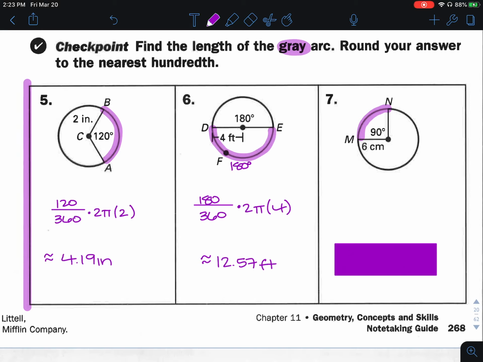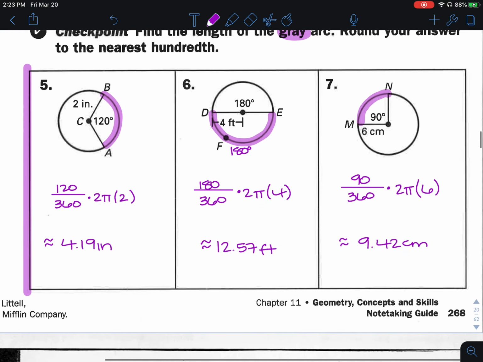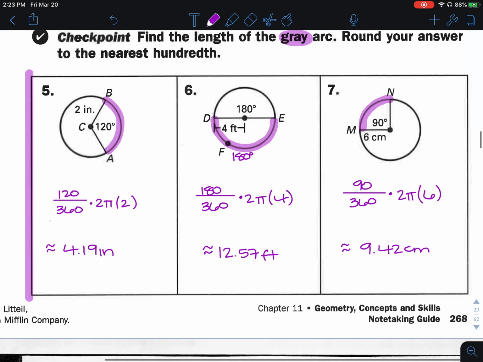And then lastly, number 7. Again, hopefully by now we're able to do some of these on our own. So I have 360 on the bottom. 2 pi, what's my r? My r is 6. My angle or central angle is 90. So I have 90 divided by 360 times 2 pi 6. Plug that into my calculator. I should get about 9.42 centimeters.